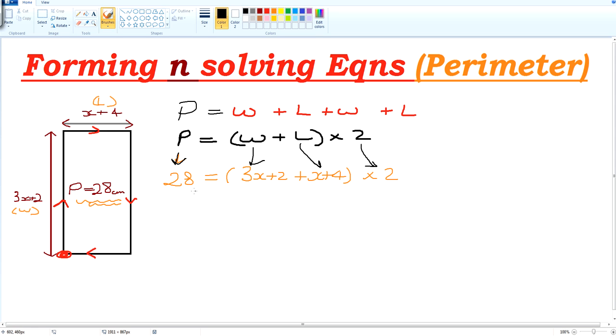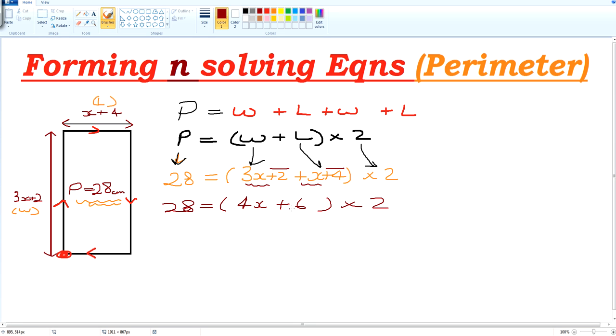Okay, are we happy with that so far? So we put the p with the p's, we put the width with the width is, and the length with the length is, and then double everything. Now we need to do a little bit of simplifying first. We have a 3x add x, which will give us 4x. We have a plus 2 and plus 4, that will give us plus 6.